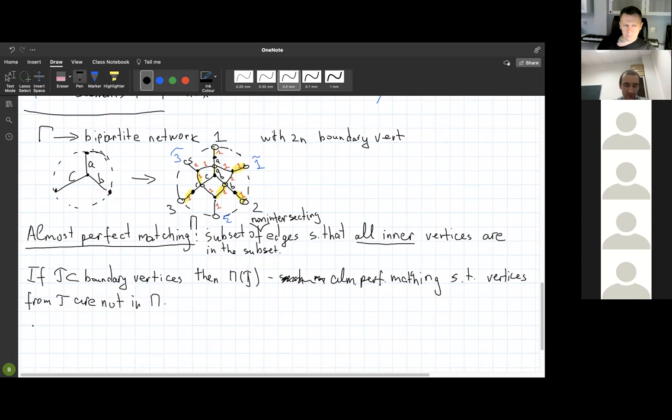Then the boundary measurement of this bipartite network is delta of J. So for each subset J of boundary vertices, we define this boundary measurement as a sum over all almost perfect matchings P in P of J of the weights of P, where the weight of the matching is again just a product of the weights of the edges which are in this matching. This is the boundary measurement.